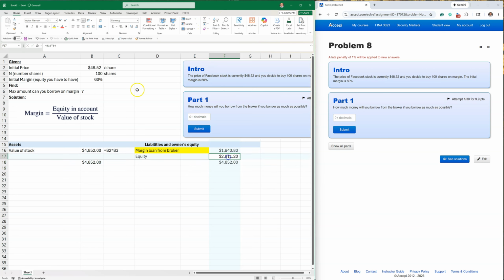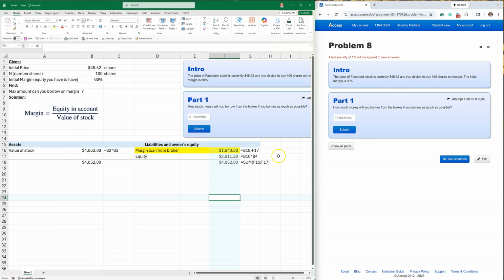Now, the question was, how much can you borrow on margin? It's going to be this right here. Let me put all the formulas in here. First you have to calculate the equity. Then you take the total minus your equity. That gives you your loan, and that's the answer. So it's a little bit of a roundabout way to do it.